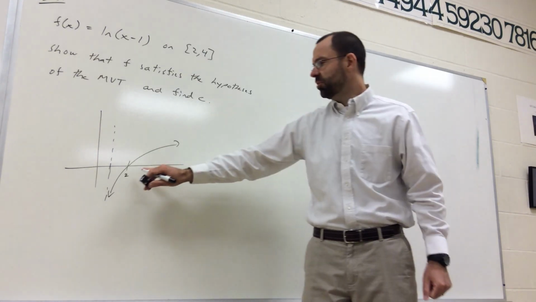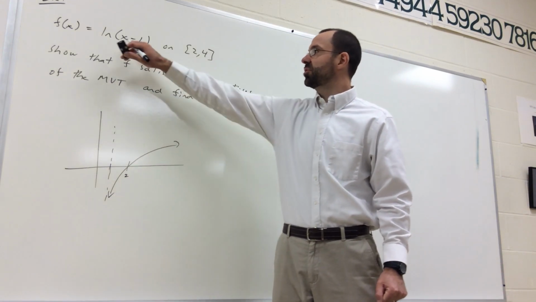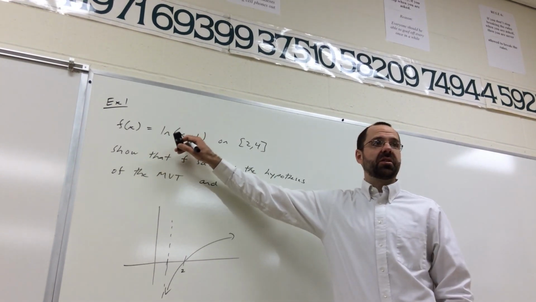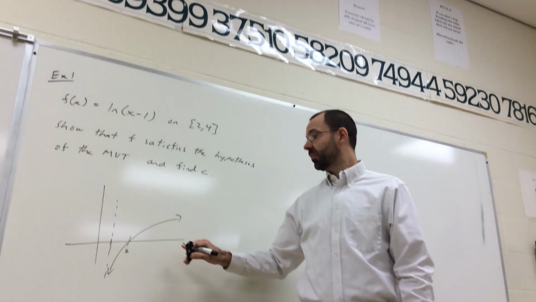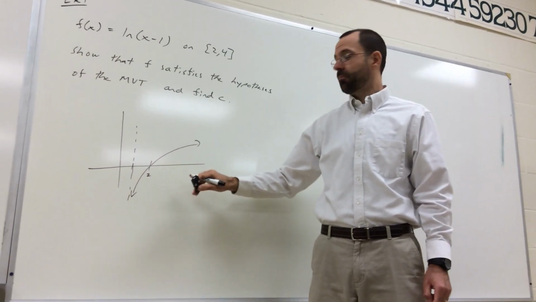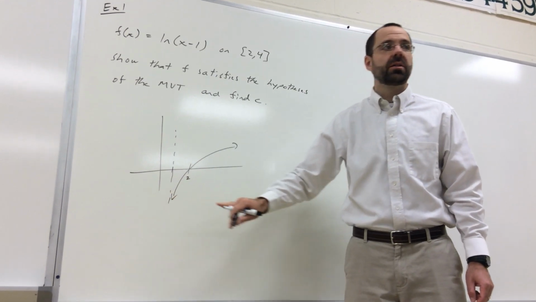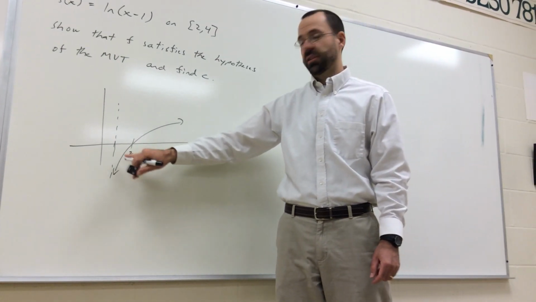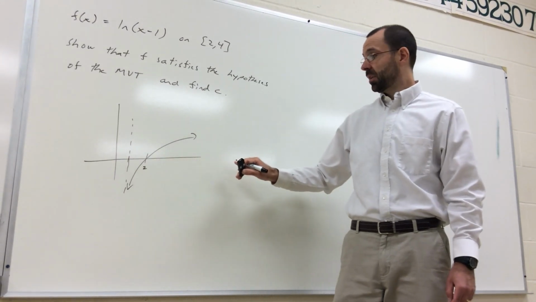So I think it goes through (2, 0). Actually, I'm pretty sure about that, because 2 minus 1 is 1, and the natural log of 1 is 0. Okay, so it goes through (2, 0). And then it's got an asymptote there at 1, which you can't totally see maybe on your calculator, but it does. Okay, so there's the graph.